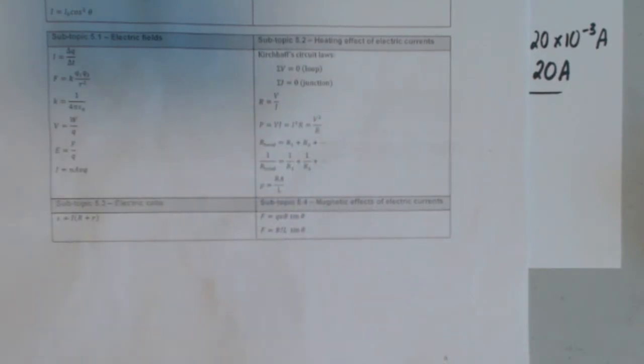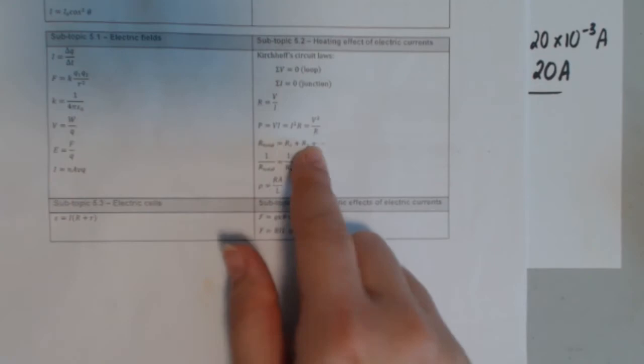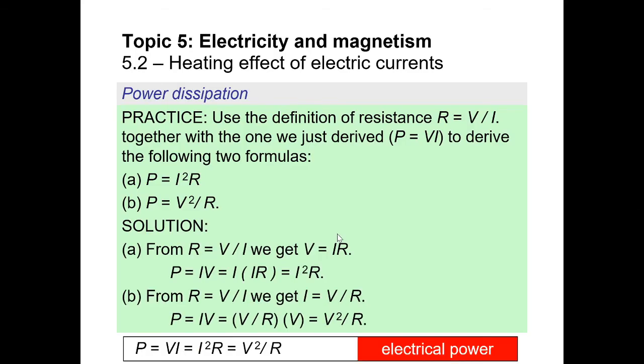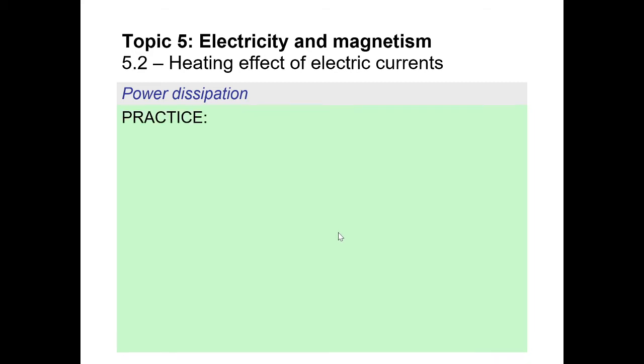Okay, so depending on what the question gives you, whether it gives you voltage and current, or current and resistance, or voltage and resistance, you can use any one of those formulas. Okay, let's go back to the slides. So that's the formula for electrical power.